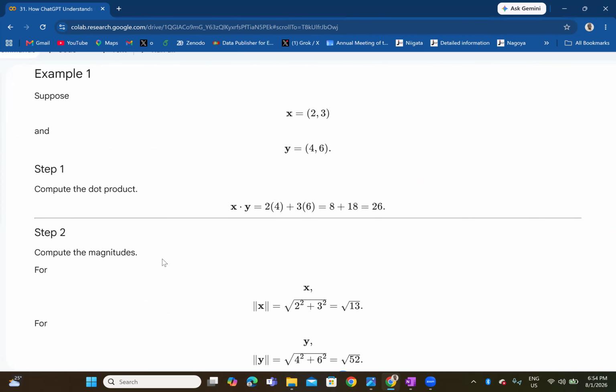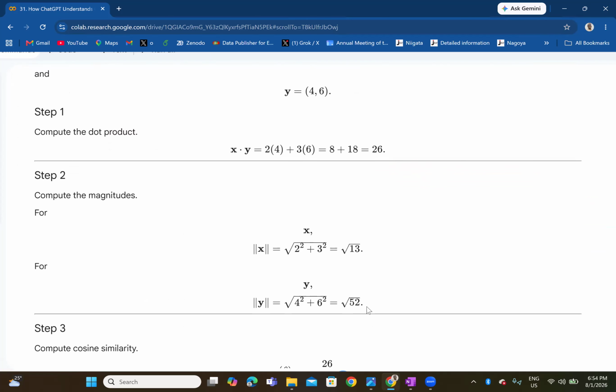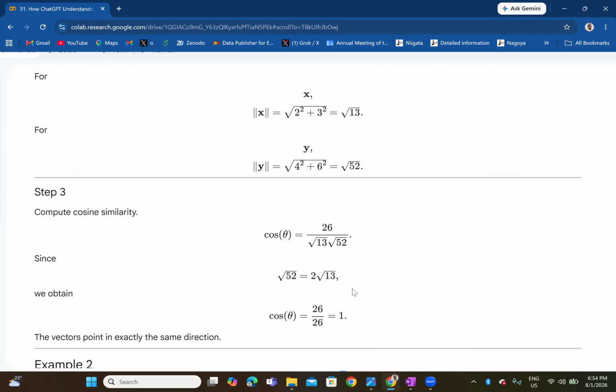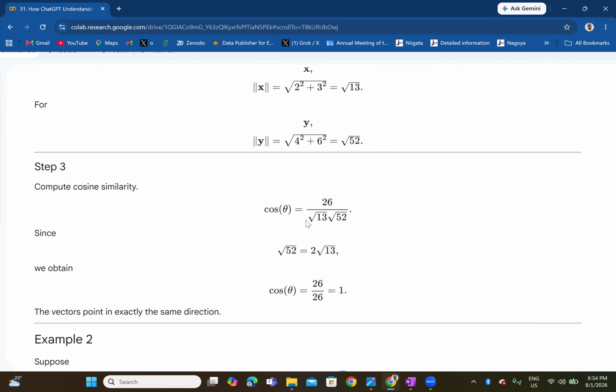So an example: suppose x is (2, 3) and y is (4, 6). Compute the dot product. You have 2 times 4 plus 3 times 6. That's 8 plus 18, which is 26. In step 2, compute the magnitudes. For x, it is the square root of 2 squared plus 3 squared, which is root 13. For y, you have the square root of 4 squared plus 6 squared, which is root 52. In step 3, the cosine similarity is 26 over root 13 times root 52.